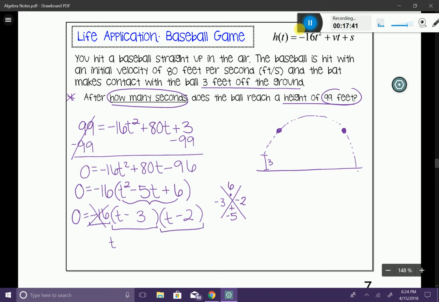So if I use that property, I'm going to go ahead and add 3 to both sides. T is going to equal 3. And then on the other side, t minus 2 is equal to 0. I'm going to add 2 to both sides. T is equal to 2. So you can see, again, I have those two answers. But here's where the two answers come into play.